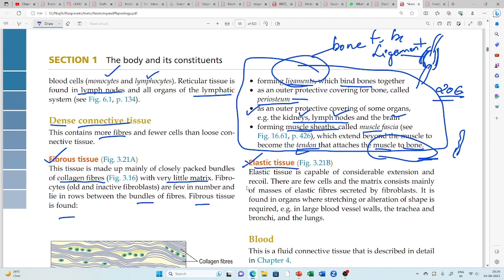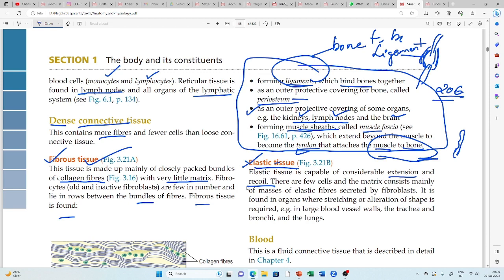Here it is fibrous tissue, and this is elastic tissue. Elastic tissue is capable of considerable extension and recoil. What is meant by elastic? It can be extended and it will recoil. That type of tissue is called elastic tissue. Even if we are flexing or folding, nothing will happen. It is found in different types of organs, for example large blood vessel walls, trachea, bronchi, and lungs. These organs are made up of elastic tissue.